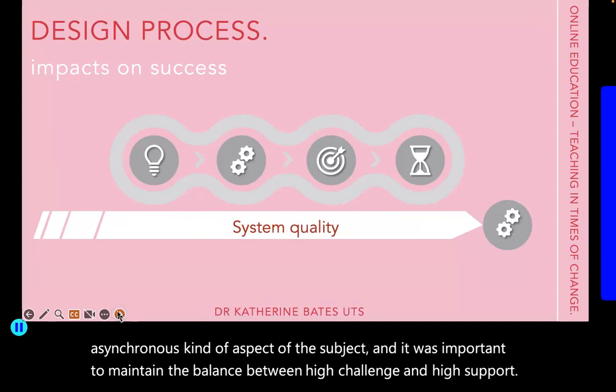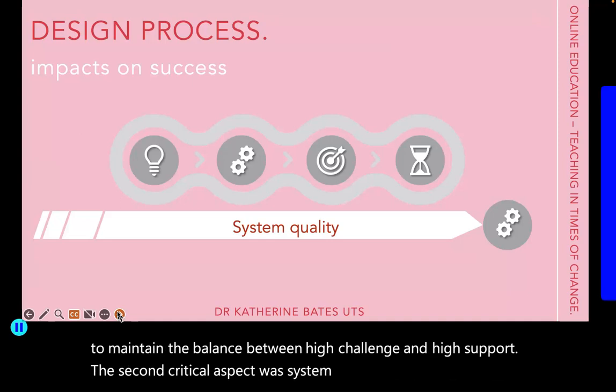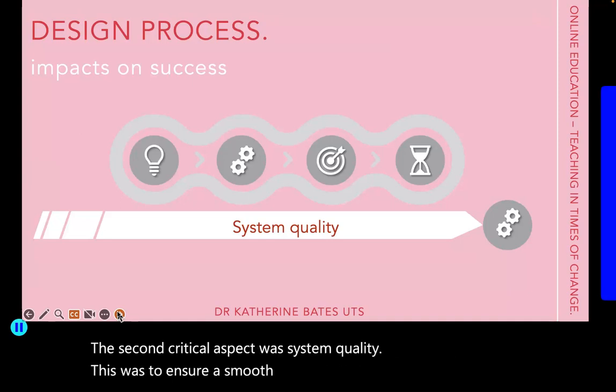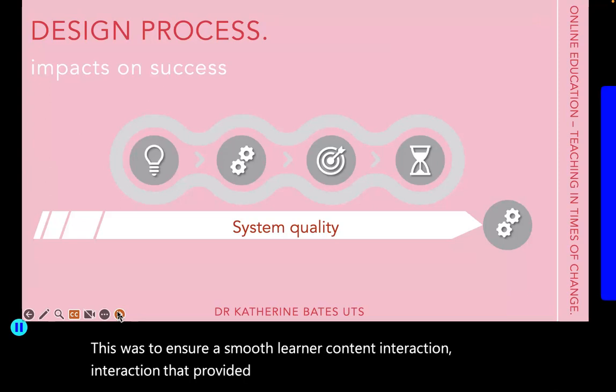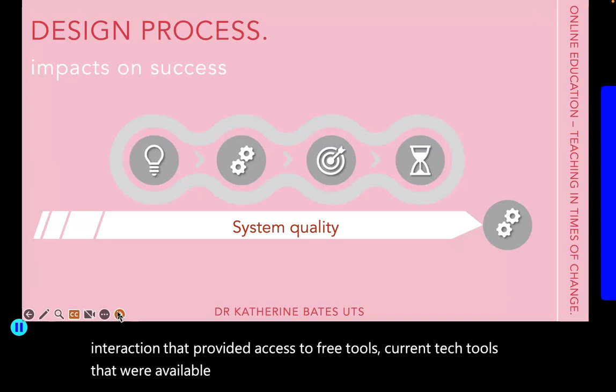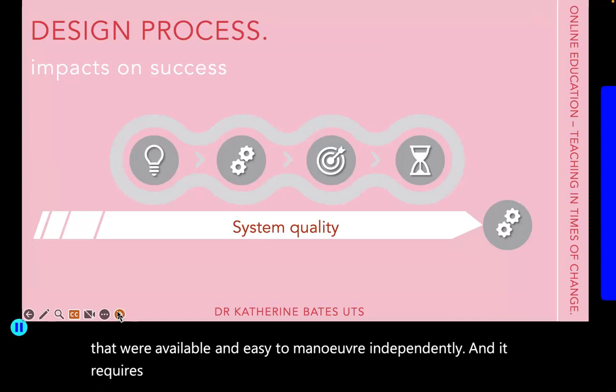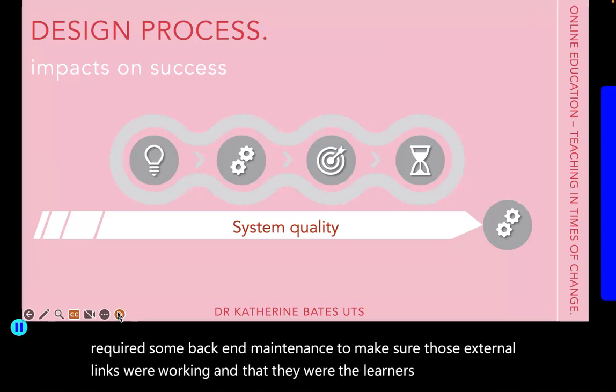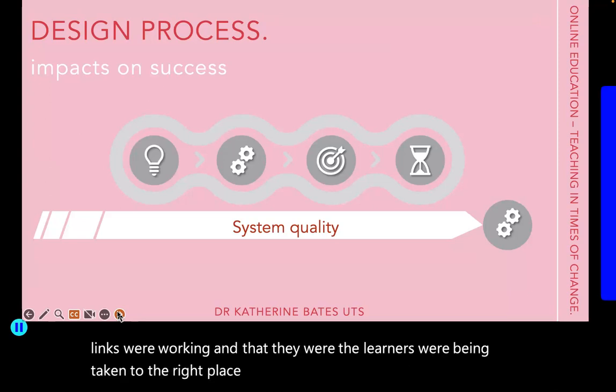The second critical aspect was system quality. This was to ensure a smooth learner-content interaction that provided access to free tools, current tech tools that were available and easy to maneuver independently, and it required some back-end maintenance to make sure those external links were working and that the learners were being taken to the right place in the minimal amount of clicks possible.